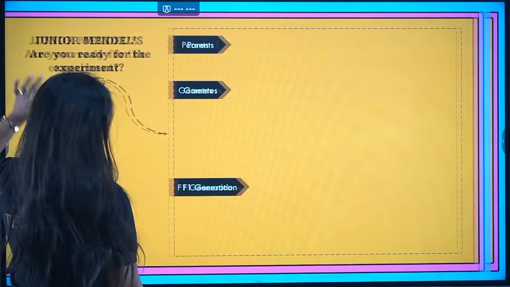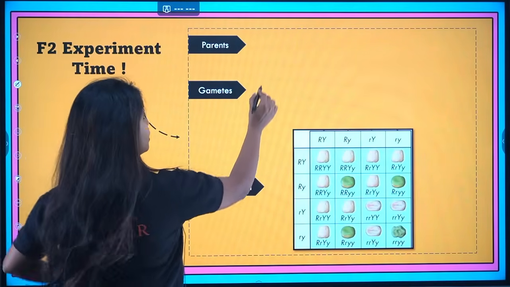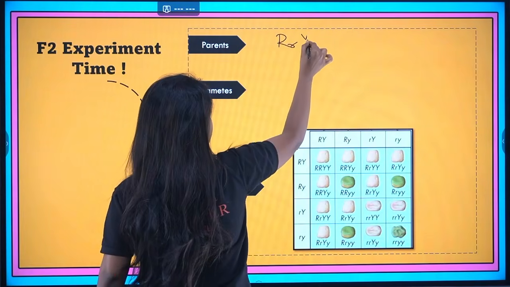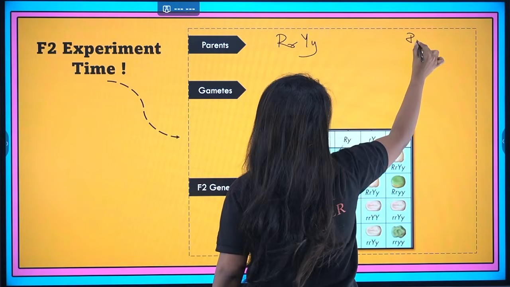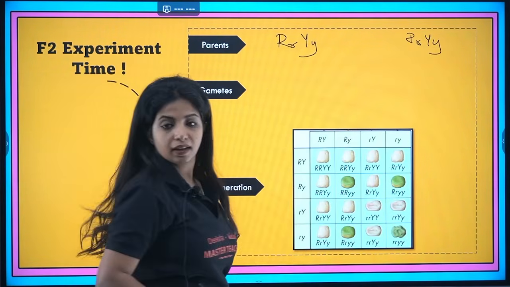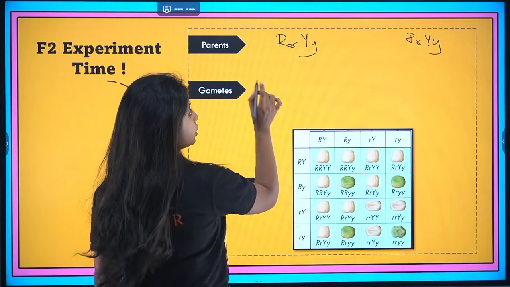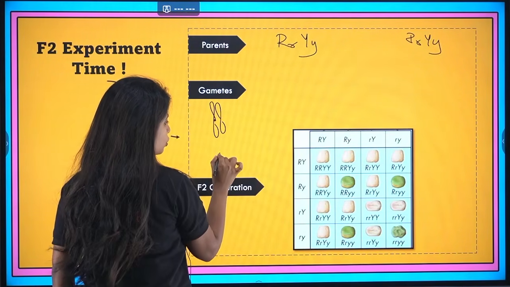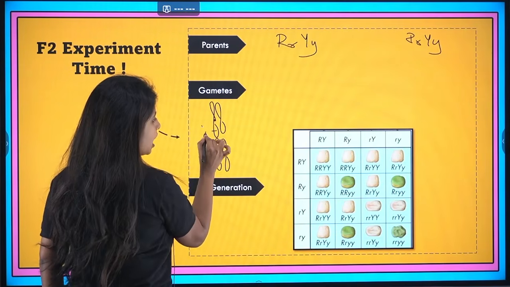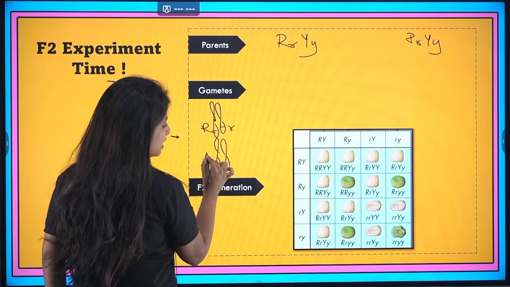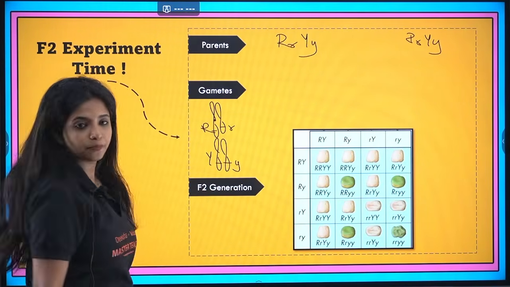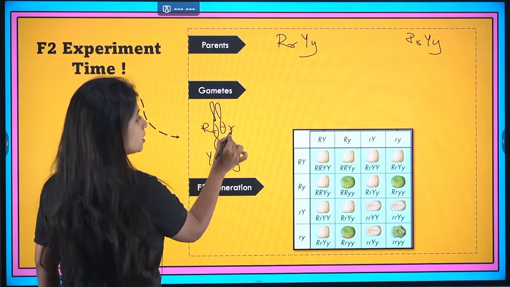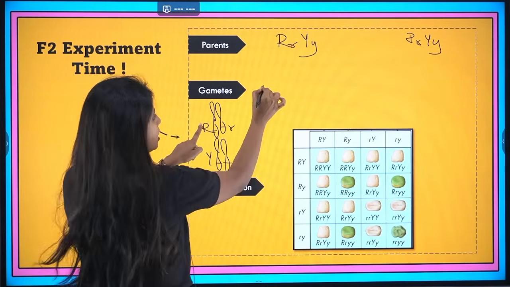Again, how do we do that? So the parent over here is going to be capital R small r, capital Y small y. Capital R small r, capital Y small y. Now, the gametes which are there, you have to pay your attention over here. The gametes are going to be like this. Capital R, capital Y, small y. Now, when you form the gametes, from this pair one can come. Suppose I have taken capital R.